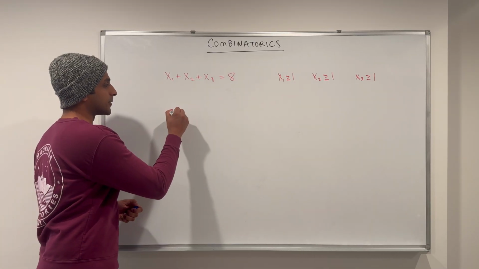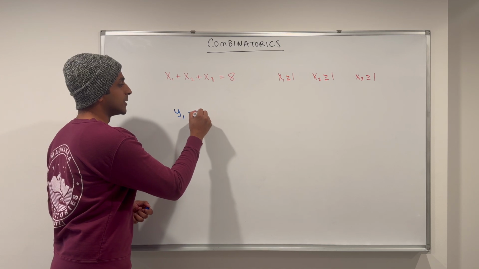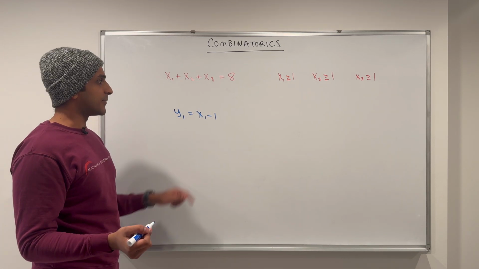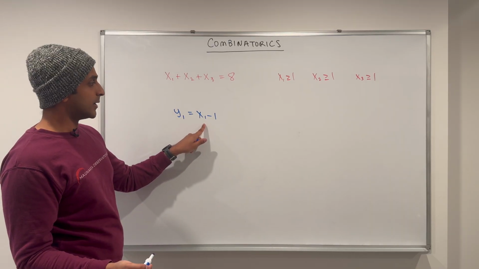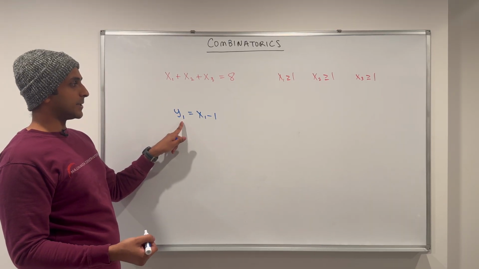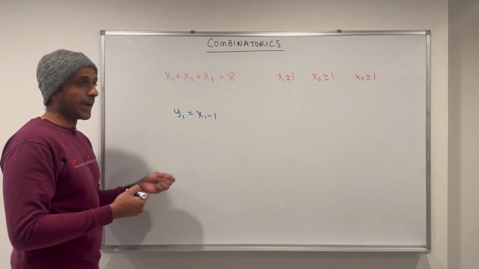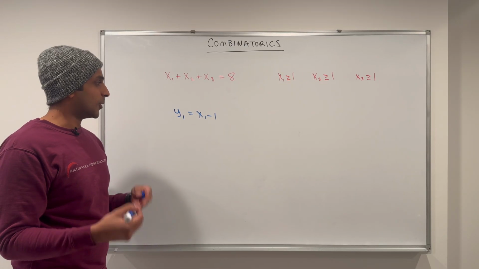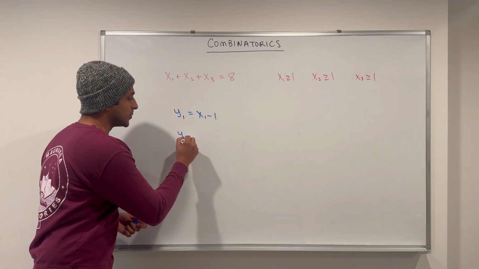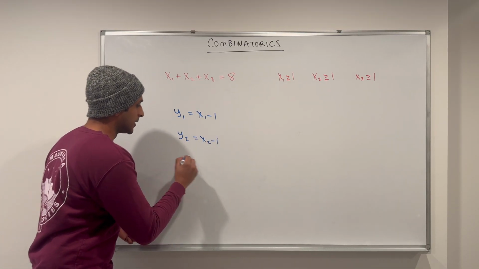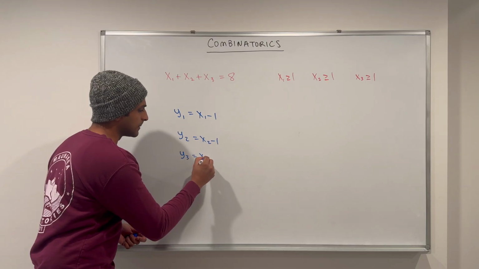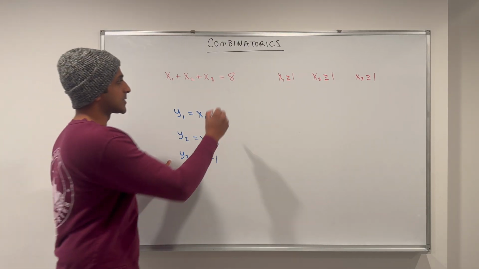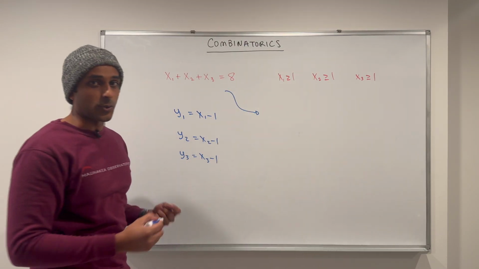It's actually not so hard to do. We can just define a variable y1 to equal x1 minus 1. The reason we do that is because if x1 is greater than or equal to 1, then y1 would have to be greater than or equal to 0. So we finally have the non-negative variable that we want, so we can use stars and bars, hopefully. Then y2 would be x2 minus 1, and y3 would be x3 minus 1. And then we can use this change of variables to rewrite our initial equation.